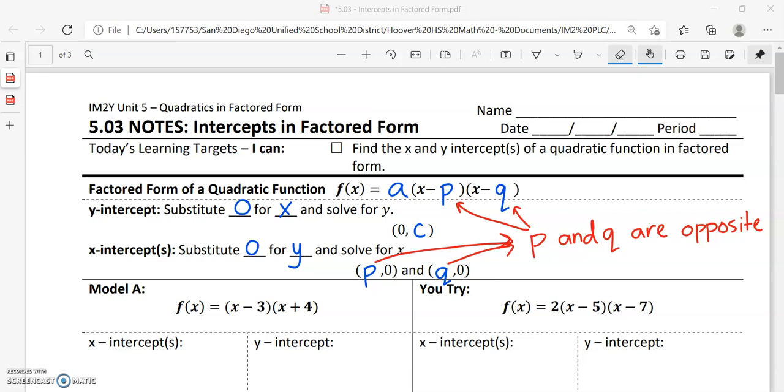Unit 5, quadratics in factored form, assignment 5.03, intercepts in factored form.